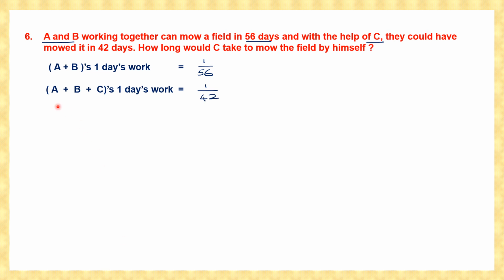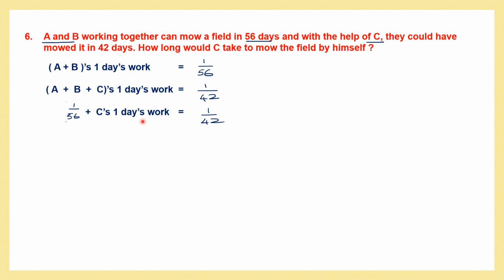Now we already know for A plus B it is 1 by 56, so we're going to substitute it here and then find the work done by C. So A plus B is 1 by 56, plus C. All this together will give us 1 by 42. So how did we get 1 by 56? A plus B's 1 day's work is 1 by 56. We have substituted. Now C's 1 day's work we don't know, so we are leaving it as it is. And 1 by 42 is the work done by all three of them together.